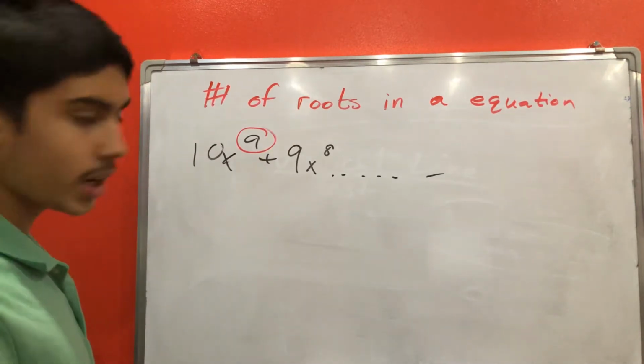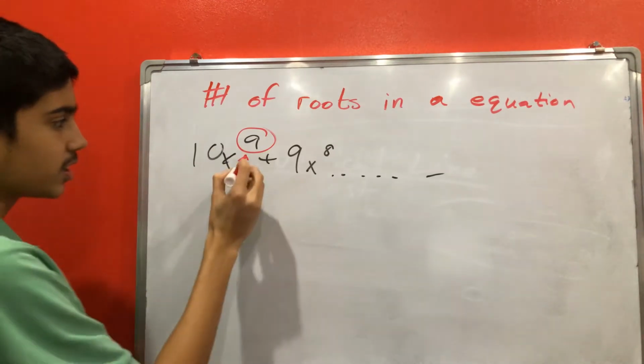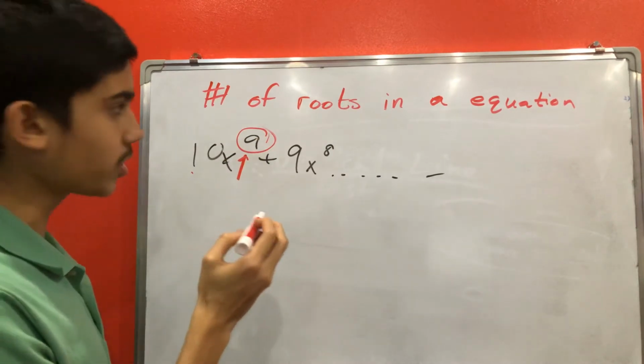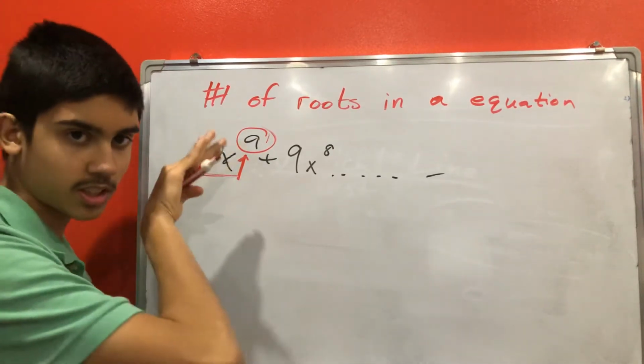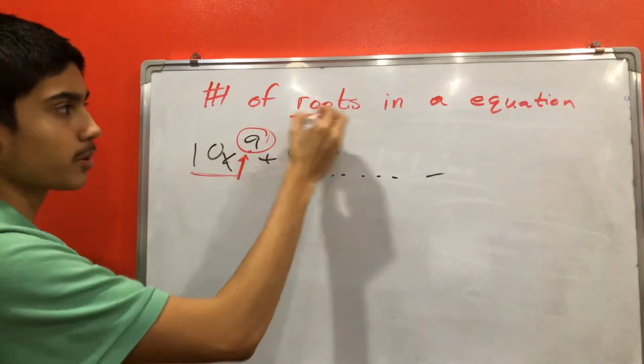And why is that? Because the highest degree is the number of roots. Basically we just look at the first term if we're listing in descending order, and whatever that degree is, that's the number of roots.